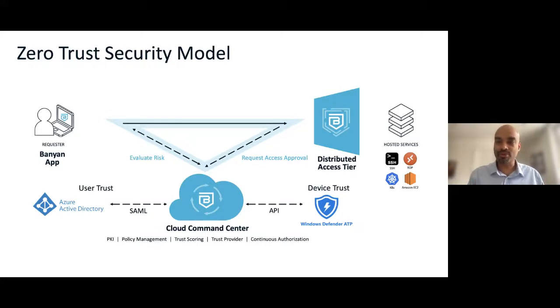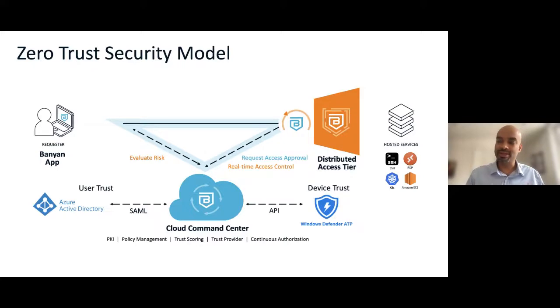And once you know that it's a user and device with an appropriate level of risk, that's when you get access. And access is always granted using short-lived credentials. And anytime something about the device or the user changes, the risk posture changes and that access gets revoked. So that's what we call a zero trust security model.